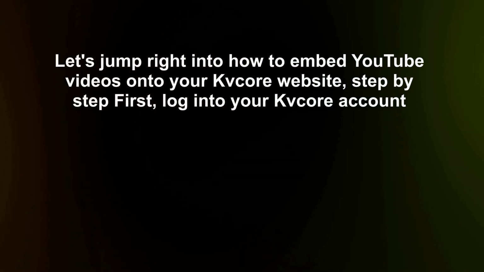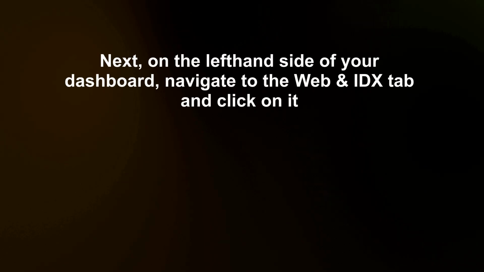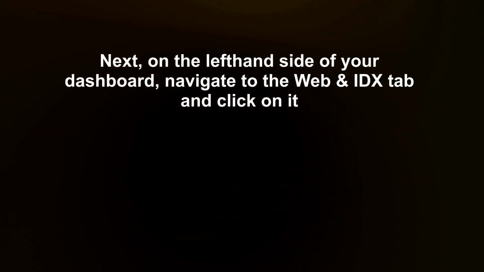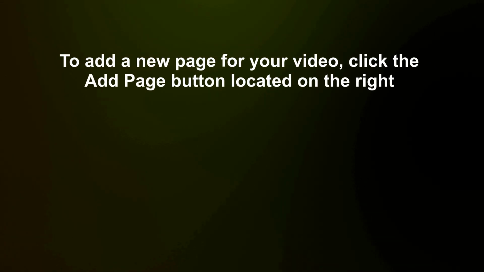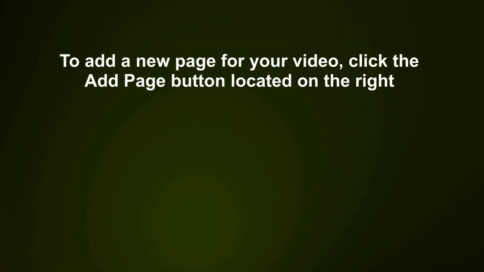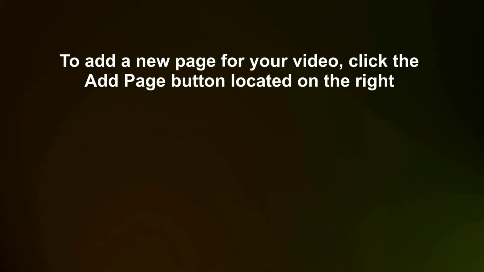First, log into your Kvcore account. Next, on the left-hand side of your dashboard, navigate to the Web and IDX tab and click on it. Now, find and click on Custom Pages. To add a new page for your video, click the Add Page button located on the right.